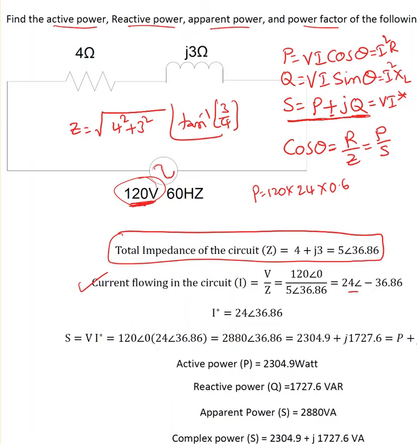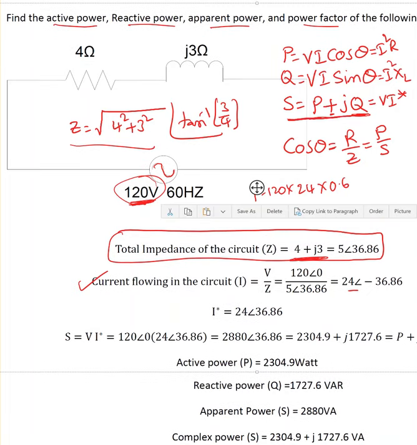Here, to find P, Q, S, I need to find I, or I can find cos theta. So to find either I or cos theta, I'm going to find Z first. Z is the impedance, which is 4 plus j3 right here. I'm converting that into polar format, 5 at an angle of 36.86. Converting to polar format is the square root of R squared plus XL squared, at the angle of tan inverse of imaginary over real. It is always imaginary over real.